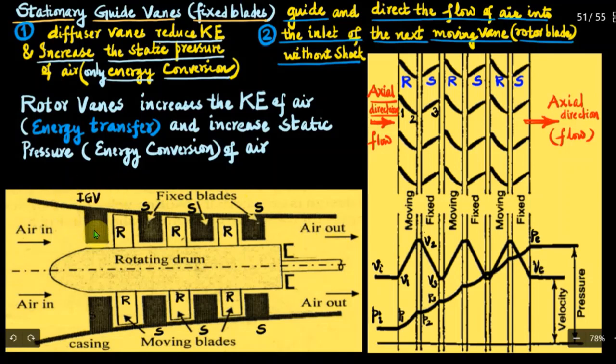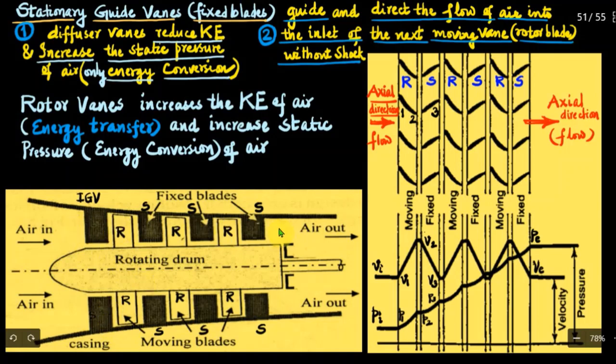And what is the role of the inlet guide vane? Properly guiding the air in the proper direction so that it enters the inlet tip of the rotor vane without shock. So it is properly directing the flow to the runner, the better word is rotor vane. So the flow direction should match with the inlet vane angle at the rotor vane. So you should say it like that.